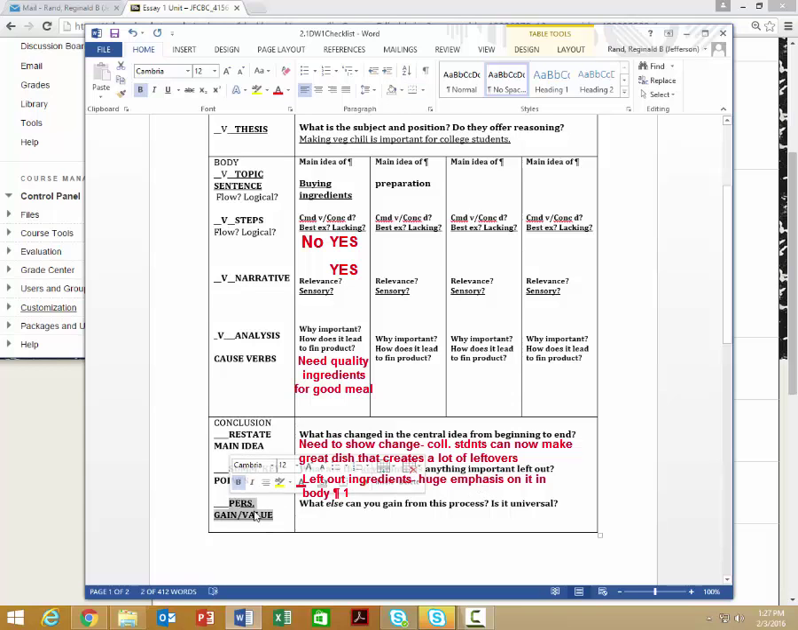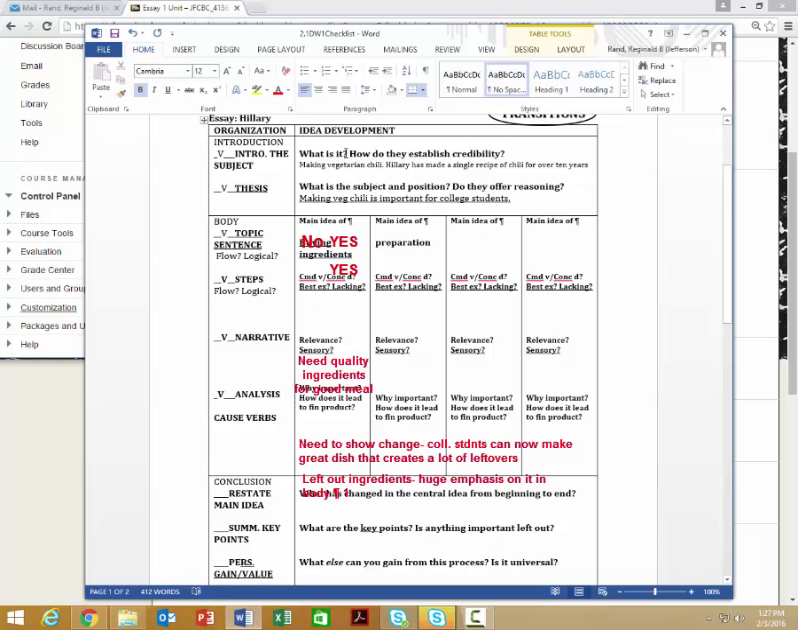Last, we have personal gain and value. I'd like you to underline this one as well. What else can you gain from this process? Is what you gain something that is universal? Think about what else you gain from this process other than the finished product. What else can you gain from making vegetarian chili?